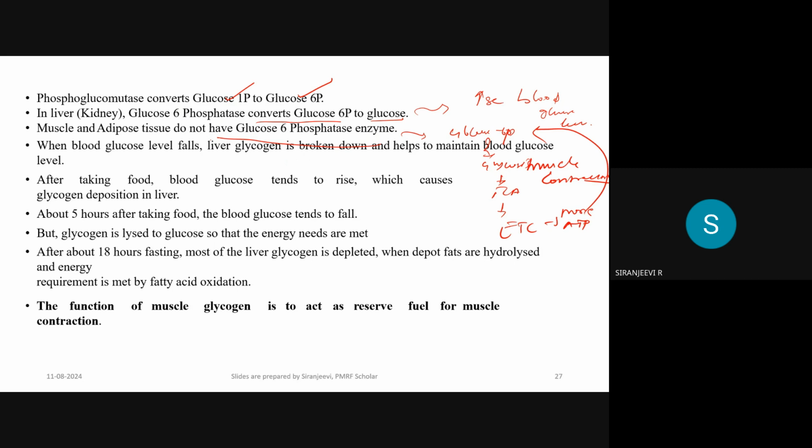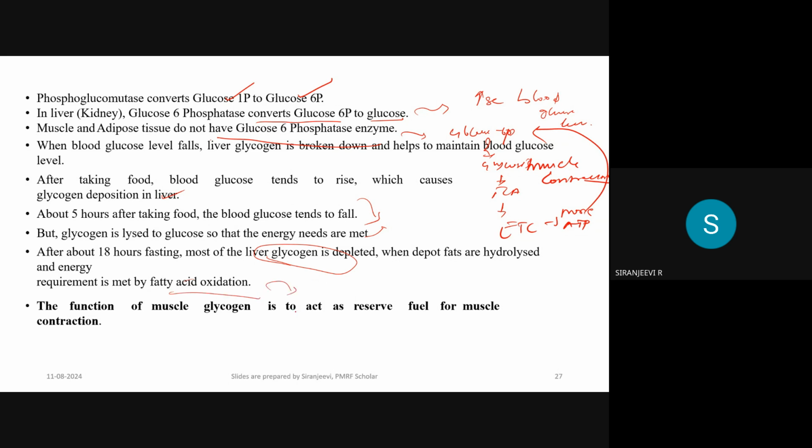So that's why after taking any food, our blood glucose tends to rise, which causes glycogen deposition in the liver. About 5 hours after taking food, the blood glucose tends to fall, but the glycogen is broken down to glucose so that the energy needs are met in the blood. After 18 hours of fasting, what will happen? Most of the liver glycogen is depleted first, and whatever fat is deposited will be hydrolyzed, then the energy will be met. That is called fatty acid oxidation, which we will see in the upcoming week.